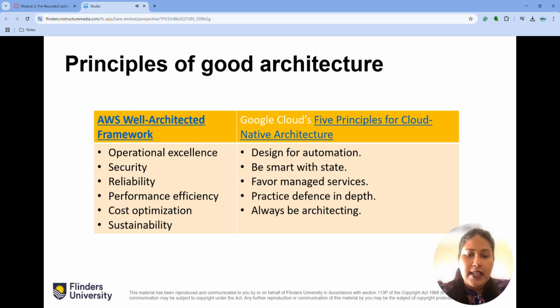In computing, stateful and stateless refer to how an application or service manages and retains information, or the state, across interactions. So stateful means that the system remembers information from previous interactions. For example, when you log into a website, your session and preferences are stored and the system remembers them until you log out. Stateless means that each request is independent and the system doesn't retain any memory of previous interactions.